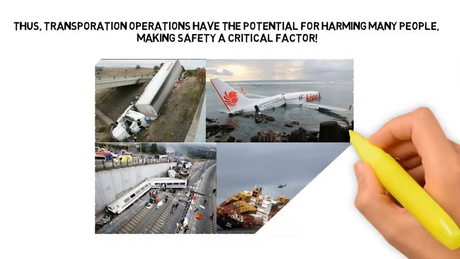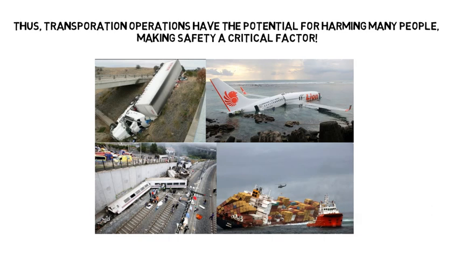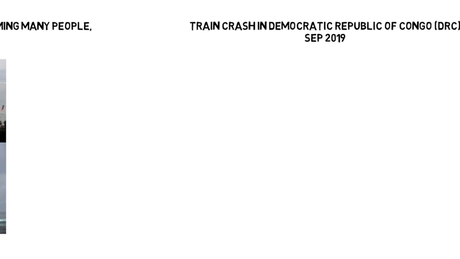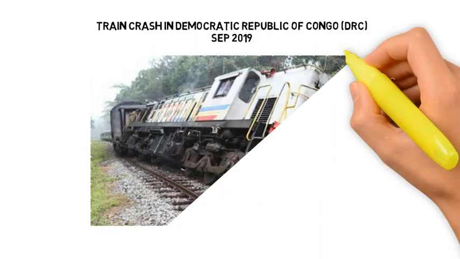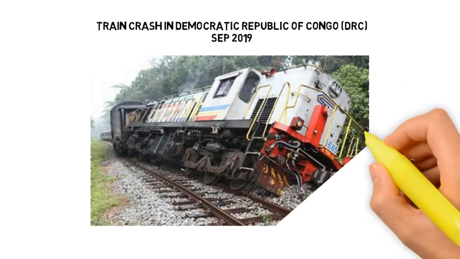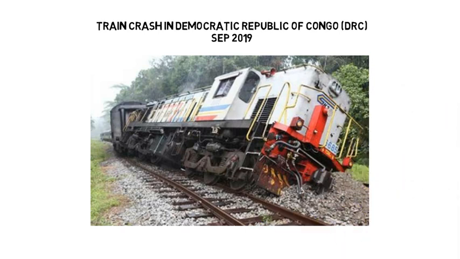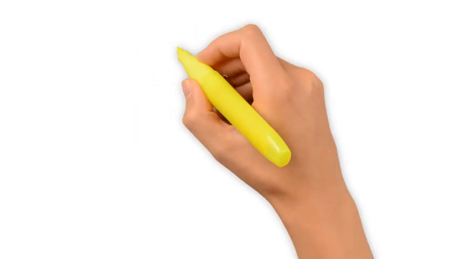Road traffic accidents, plane crashes, and even ship sinking have resulted in countless loss of lives, injuries, and damage to properties. An example is this accident in which at least 50 people were killed when a train derailed in the Democratic Republic of Congo in just September 2019. Deadly transport accidents are common in DRC due to poor infrastructure and lack of regulation.